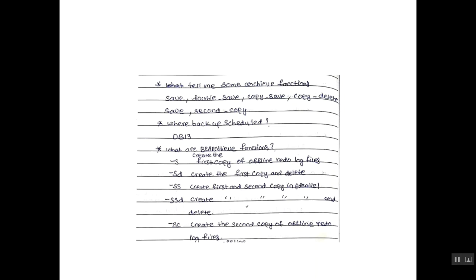What are the BR archive functions? -S creates the first copy of offline redo log files. -SD creates the first copy and deletes. -SS creates the first and second copy in parallel. -SSD creates the first and second copy in parallel and deletes. -SC creates the second copy of offline redo log files.